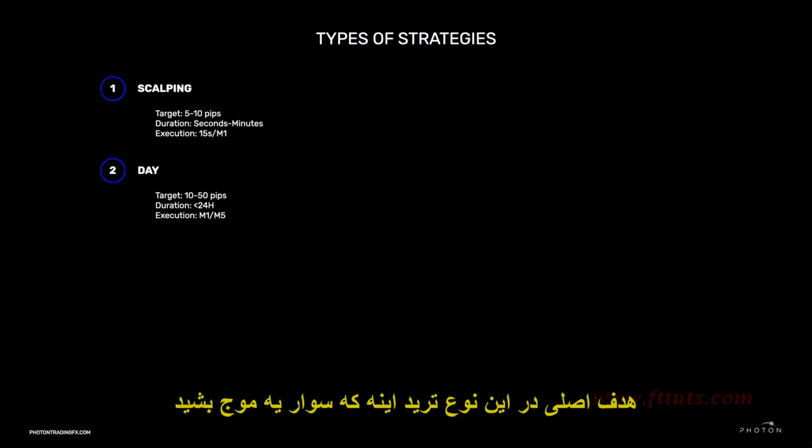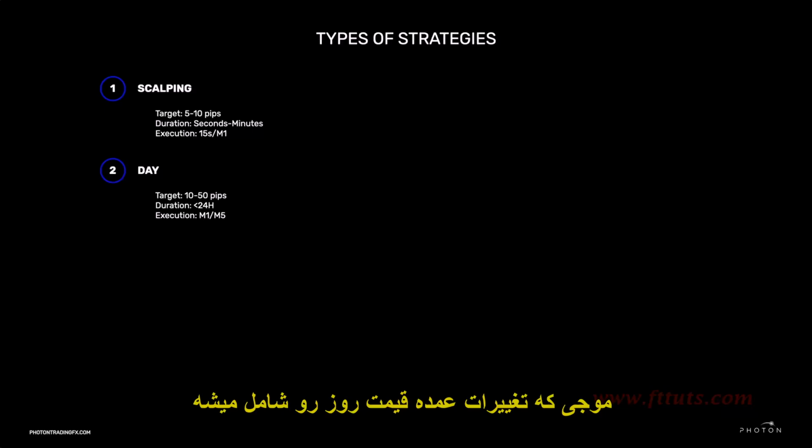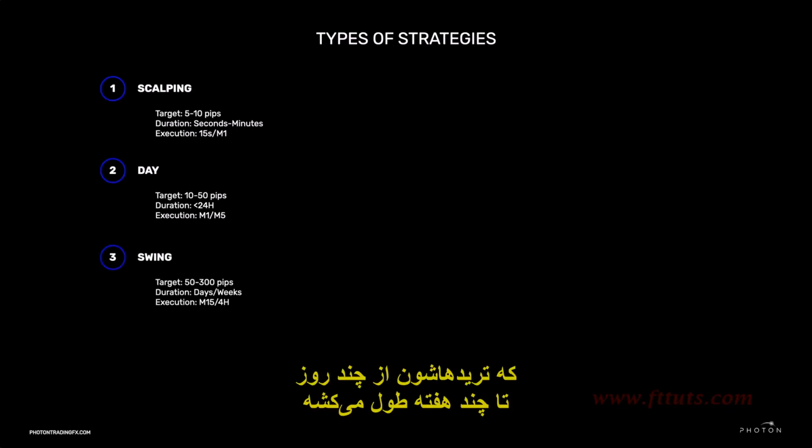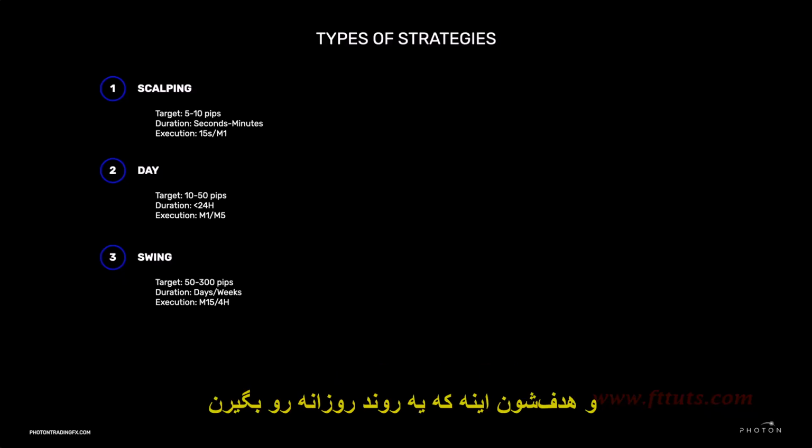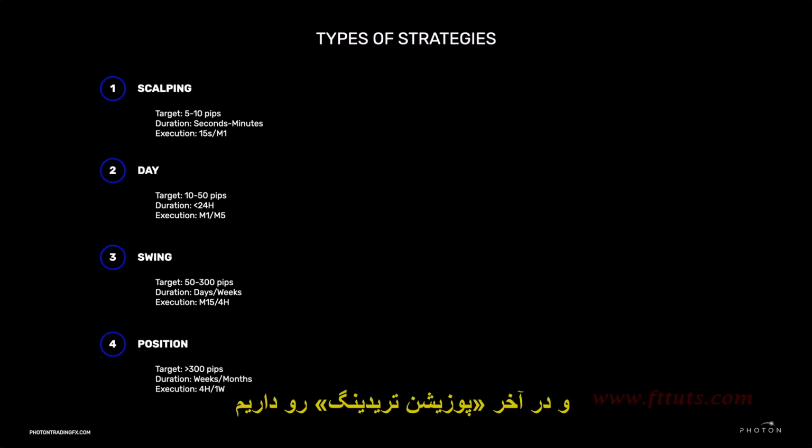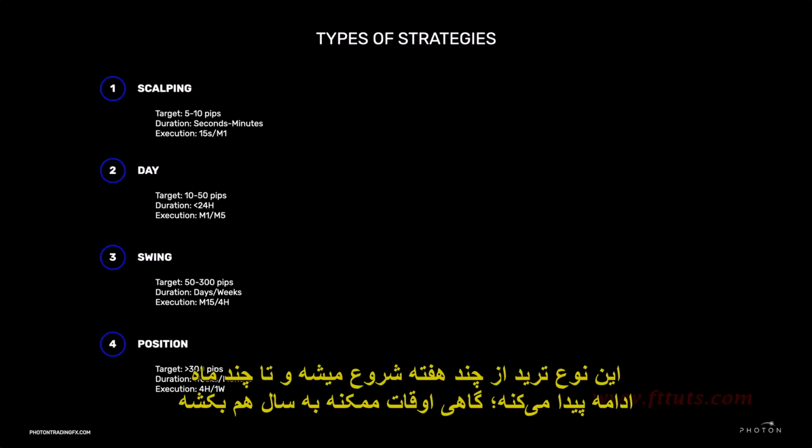So your main goal essentially is you're just trying to catch and ride that main price movement of the day, and then you're out. Then we have swing traders, and they stay in trades anywhere from a couple of days up to a few weeks, and they are typically trying to catch a daily trend. And then finally, you have position trading, which is generally where you'll stay in trades anywhere from a couple of weeks to a few months, and sometimes even years.